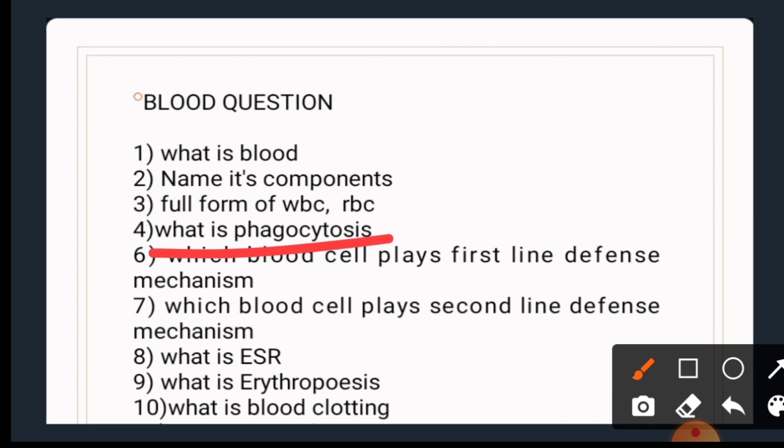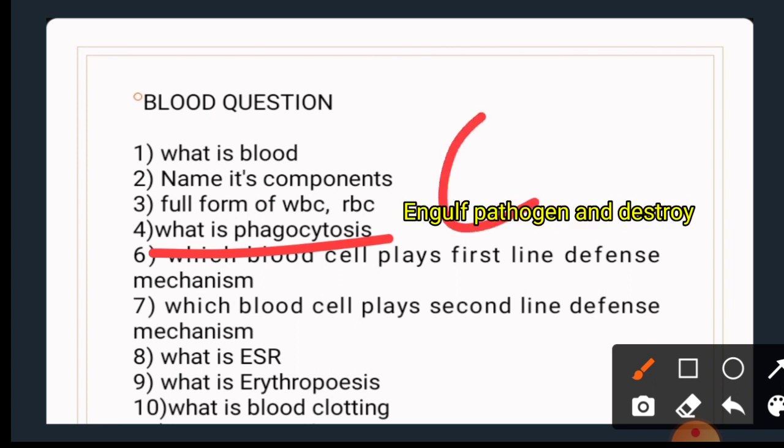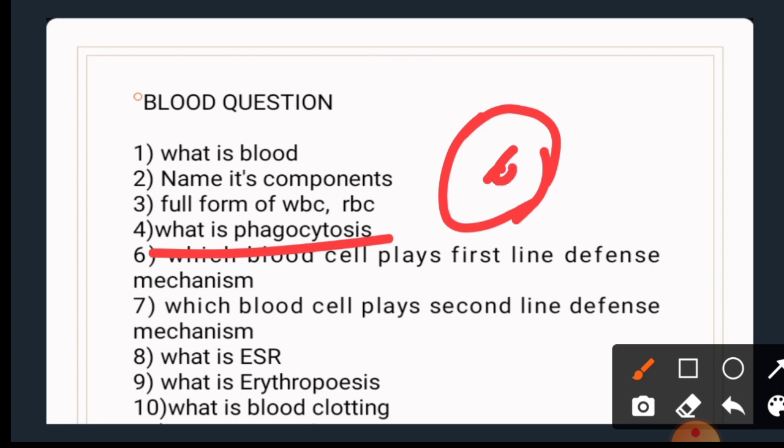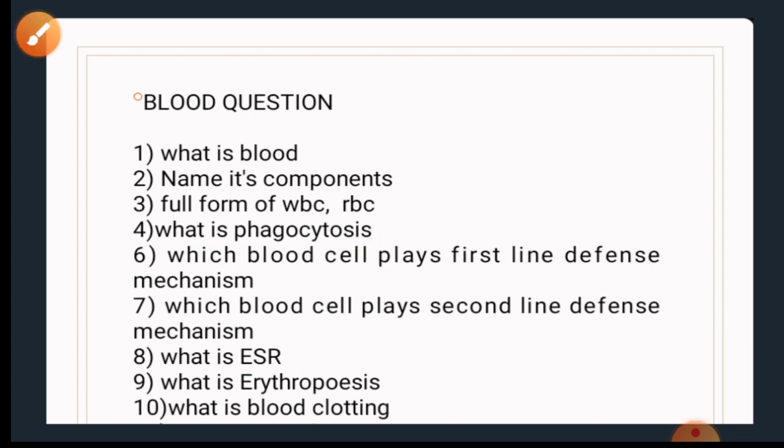Phagocytosis is a defense mechanism of our body, and most of the WBCs are responsible for phagocytosis. It means when we come in contact with different pathogens that create disease, our body starts to engulf that material and tries to destroy it, and this mechanism is called phagocytosis.